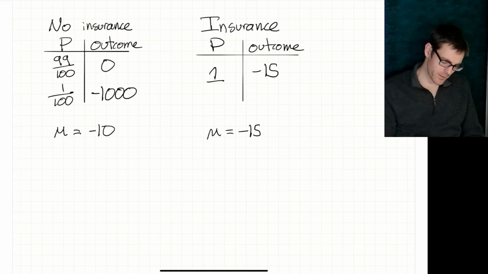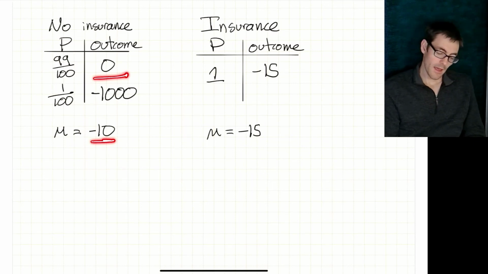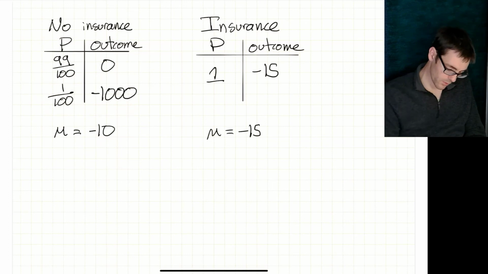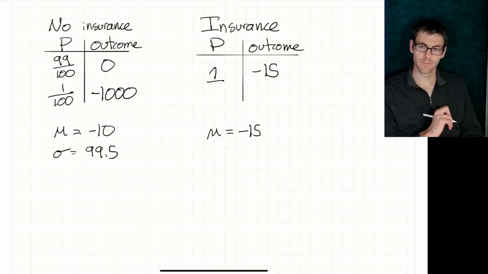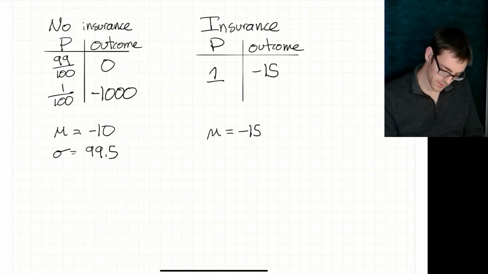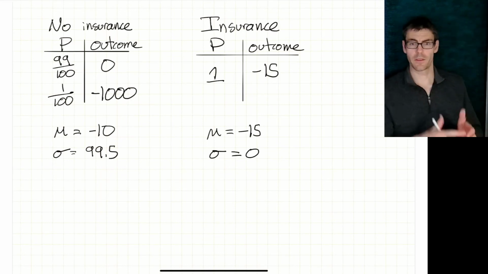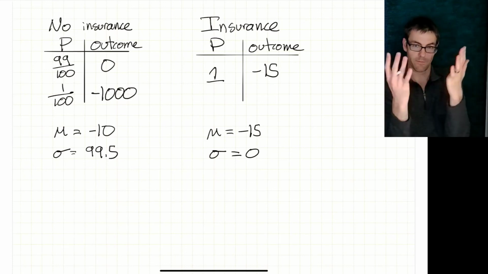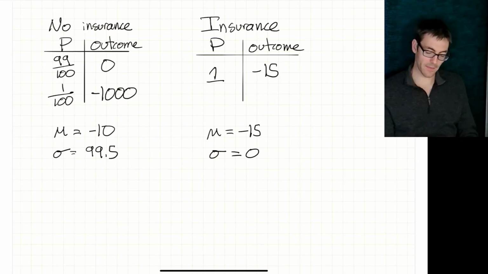Well, let's look at the standard deviations. On the left, we could calculate the standard deviation by saying, okay, how far away from negative 10 is 0? Well, 10 squared times the probability plus the same thing for this other term, and then all square rooted. In other words, the standard deviation of this, I believe, should be 99.5. Whereas on the right, the standard deviation is just 0. There is no variance, there's no variation, it's just always right at this mean.